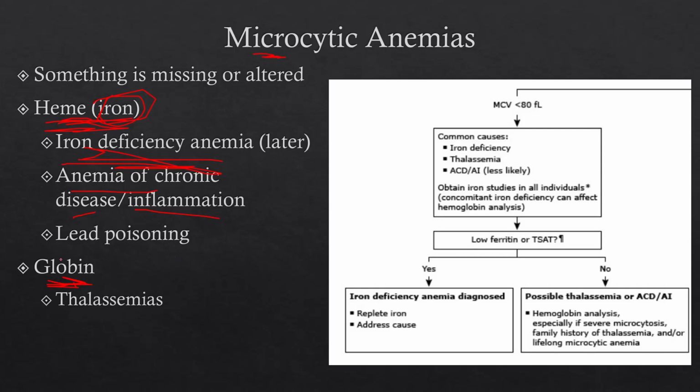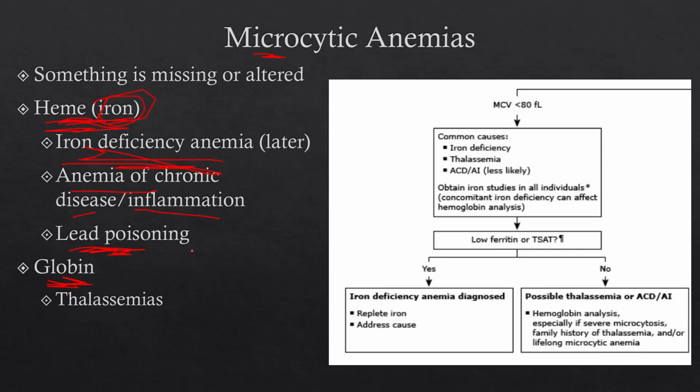And a little tidbit here, sometimes USMLE likes to test this, but lead poisoning as well can cause a microcytic anemia, because if you recall, lead inhibits a few of the steps in heme synthesis. So that would cause a microcytic anemia. Okay, so those are the heme-based causes.